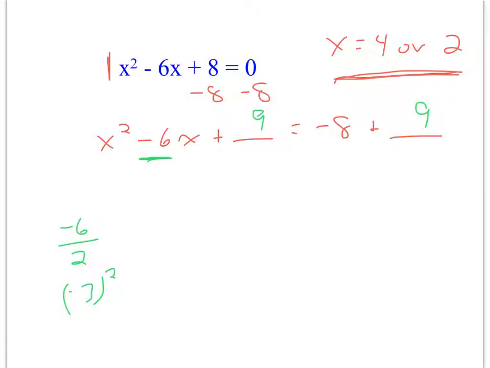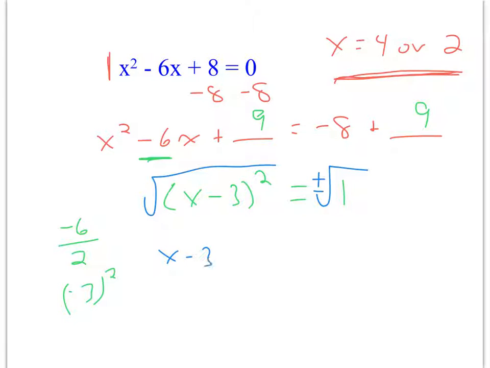So now I have x squared minus 6x plus 9. I'm hoping you recognize that as x minus 3 squared. And that's equal to negative 8 plus 9, which of course is 1. I'm now going to do the step where I take the square root of both sides. Don't forget the plus or minus. So now the square root of x minus 3 squared, of course, is x minus 3. And that is equal to the square root of 1, which is 1, or x minus 3 is equal to the square root of 1, which is also negative 1.